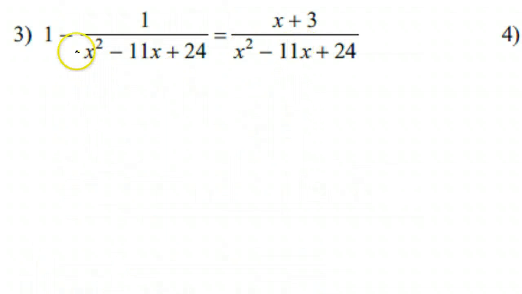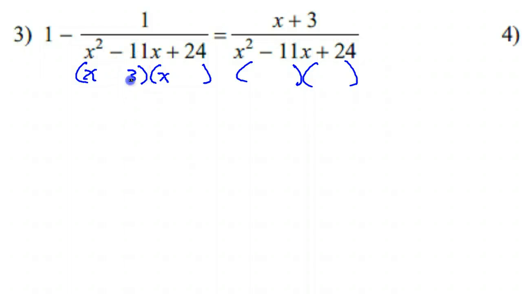Alright, number 3. Let's do some factoring. So I'm sure this is going to factor down. x squared, x times x. Alright, 24 is 3 times 8. A negative and a negative will make negative 11. Alright, this is the same thing. Okay, nothing cancels out or anything. So these are my only denominators. So that's what I'm going to multiply by.